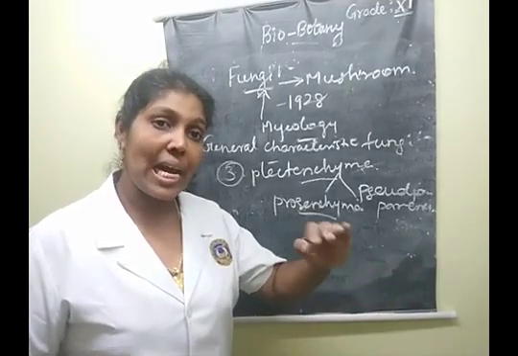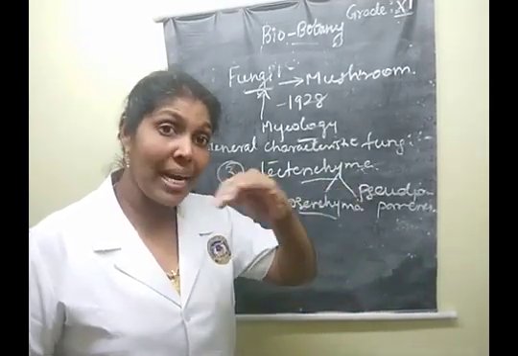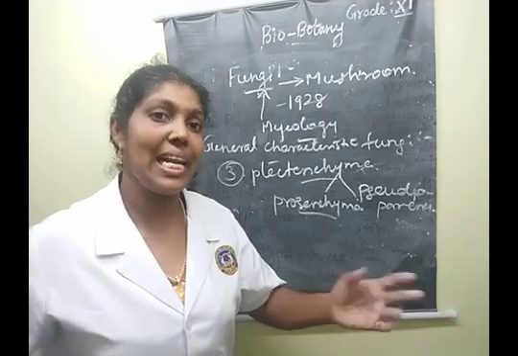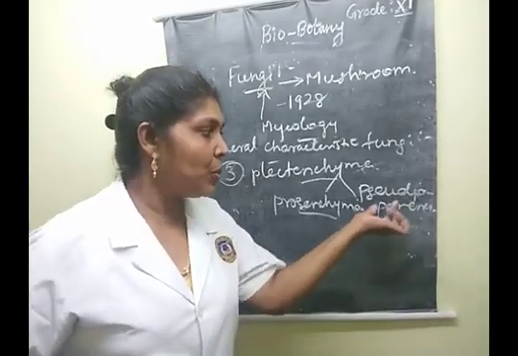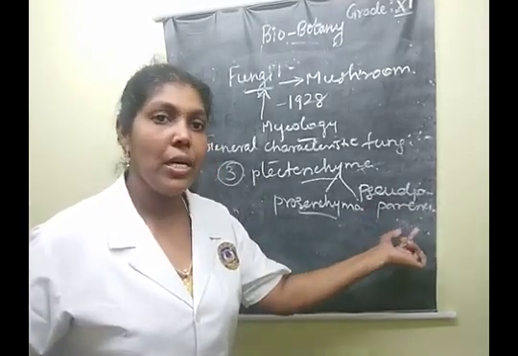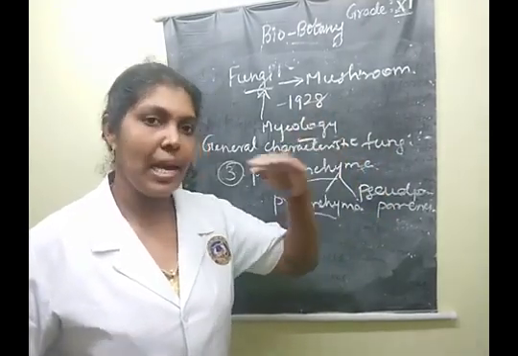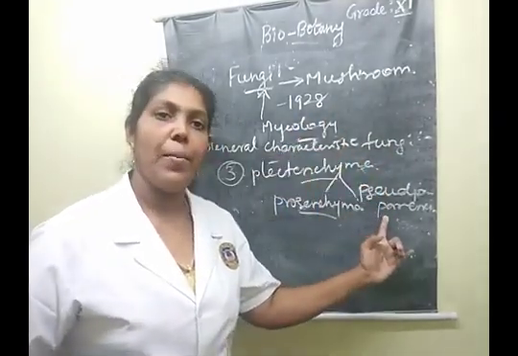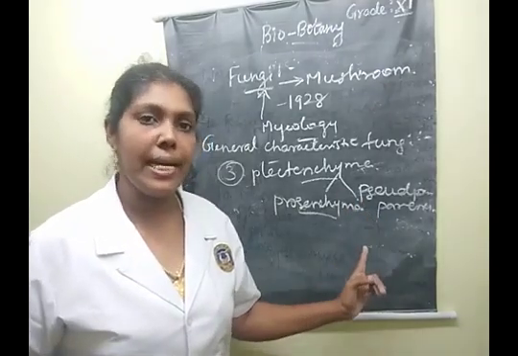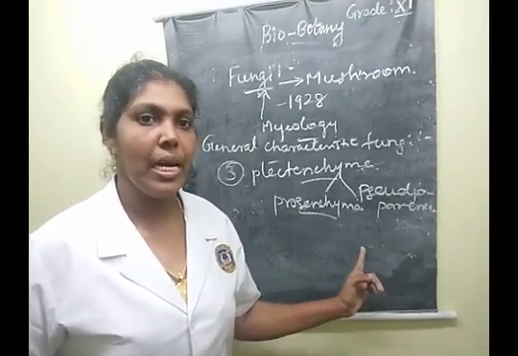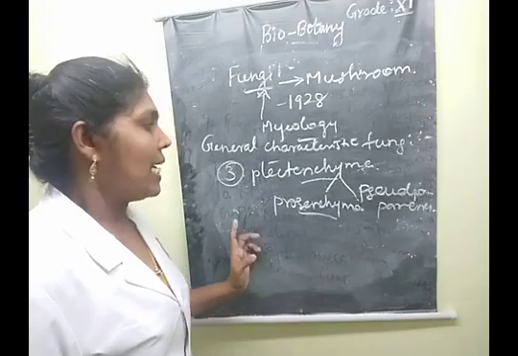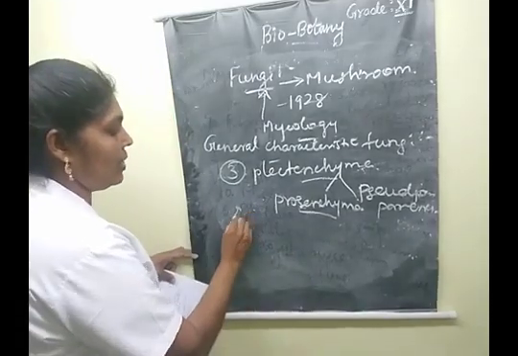Pseudoparenchyma: this is loosely arranged, but finally compactly arranged, and the hyphal cells lose their identity. Okay, that's what pseudoparenchyma means. It is the compact arrangement of the hyphal cells, but losing their identification. Understood, children? Yes.